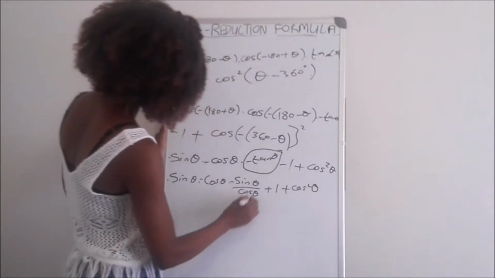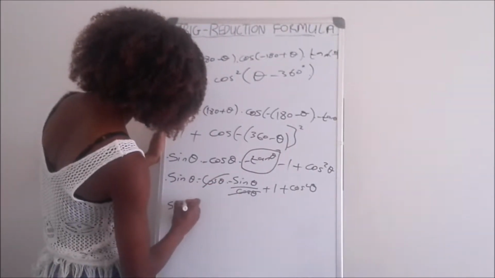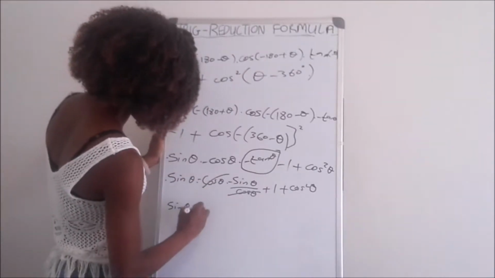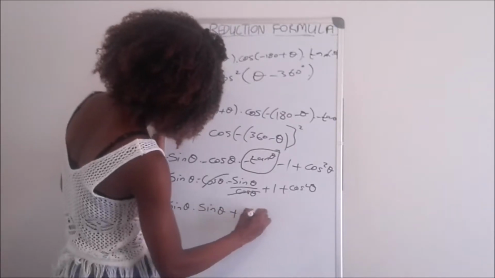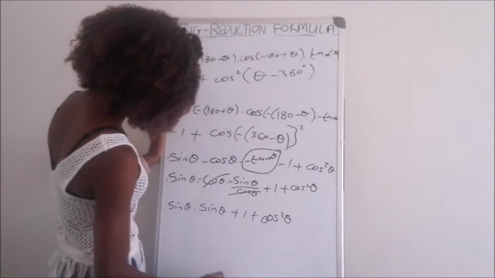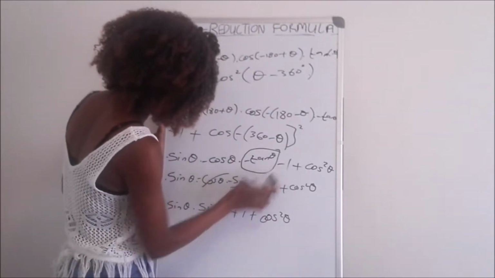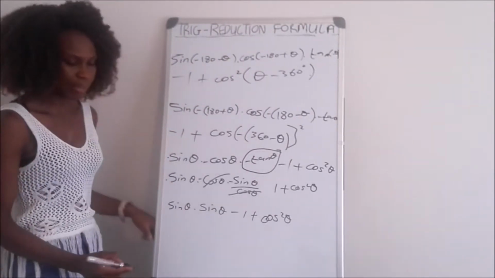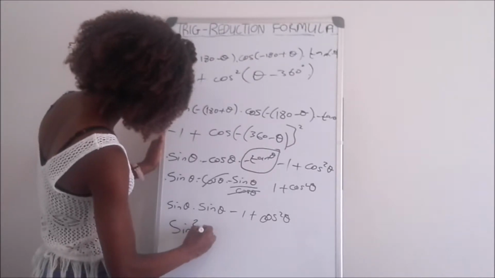Then the cos theta and the cos theta cancel out, and we are left with sine theta. Negative and negative multiply out and become positive. Sine theta multiplied by sine theta plus cos squared theta. Actually, it's minus 1, sorry guys. From here we have sine theta multiplied by sine theta, which gives us sine squared theta.